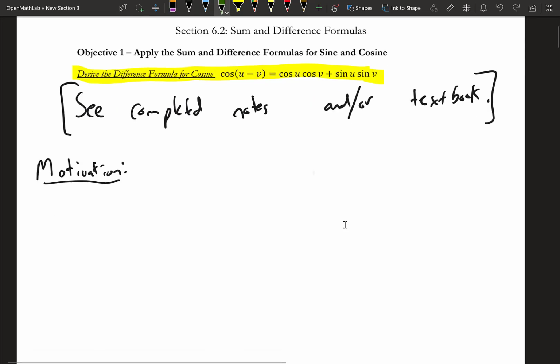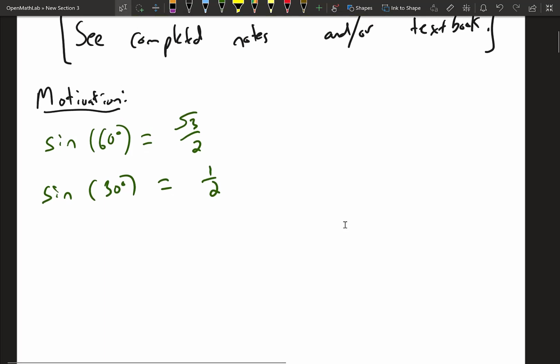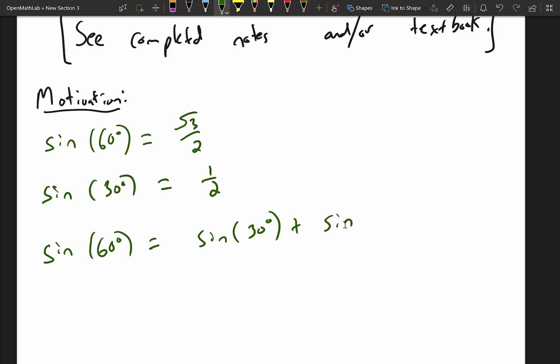So, just thinking about some things we've learned about, for example, we know that sine of 60 degrees is equal to radical 3 over 2. And we know that sine of 30 degrees is equal to 1/2, right? Then you might be curious, is sine of 60 degrees equal to sine of 30 degrees plus sine of 30 degrees, right? That seems like maybe an interesting claim. This is a question mark above the equal sign, right? We're testing, is this true?